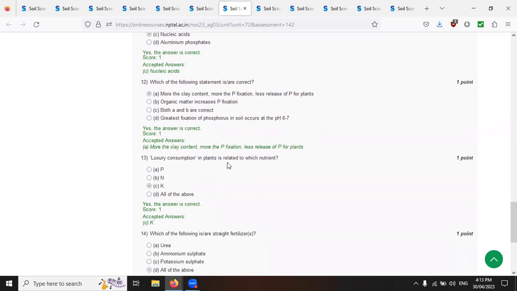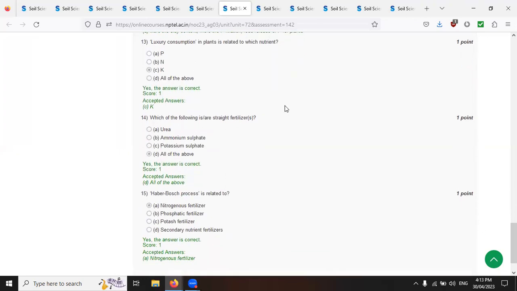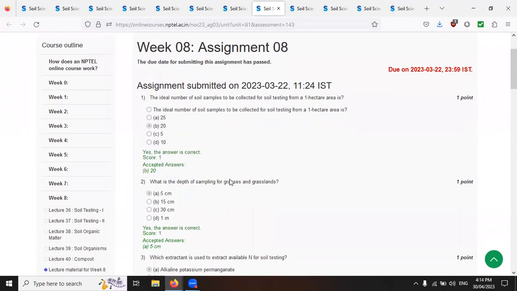Luxury consumption in plants is related to which nutrient? NPK. It's the K, potassium. Which of the following is a straight fertilizer? Meaning it's not blended or mixed or anything like that. Urea, ammonium sulfate, potassium sulfate, or all of them. It's all of them. The Haber-Bosch process was related to nitrogen. It's how they add temperature to ammonia and make the ammonium.